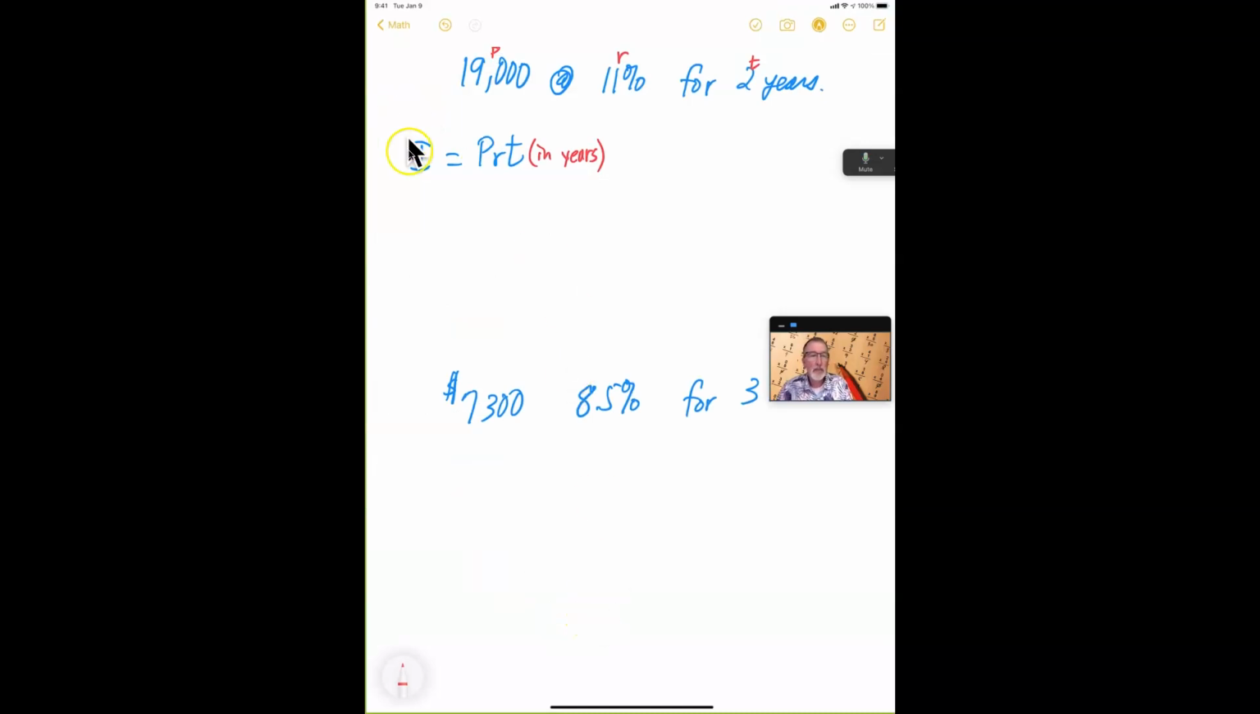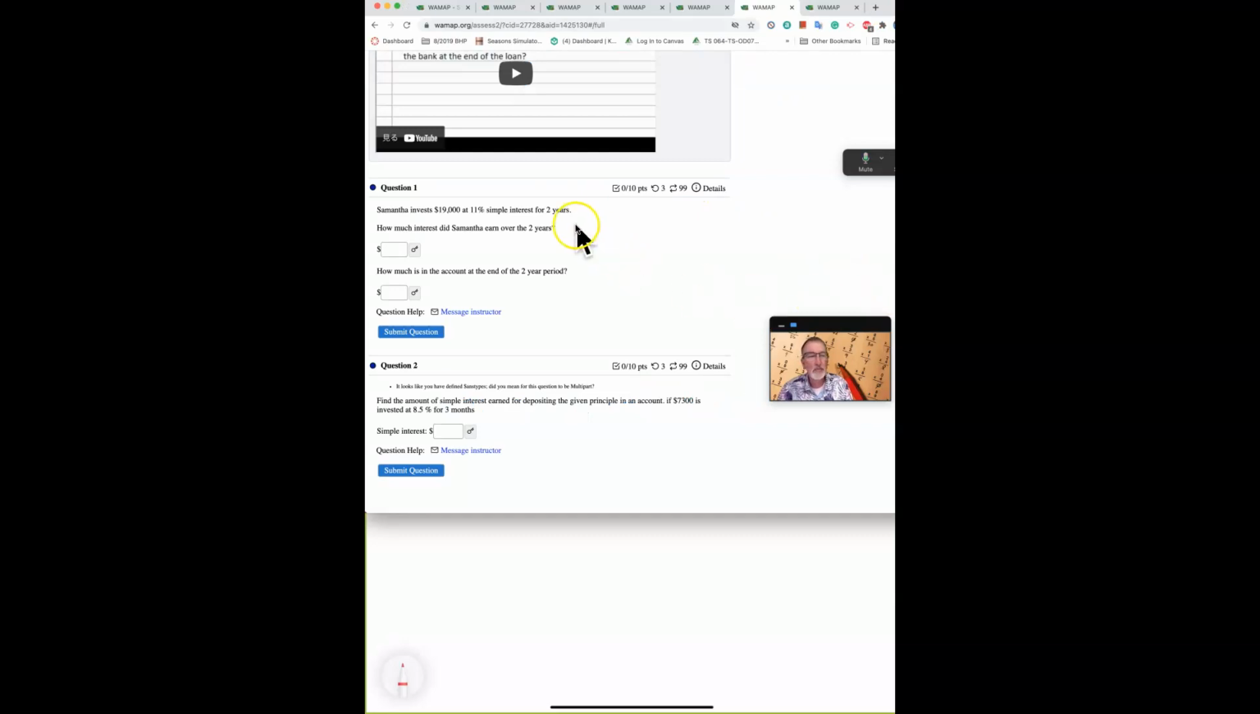All right, so interest paid is equal to principal times rate times time in years. So let's just fill in the blanks and see if we can find the interest. Let's see what they're asking first. How much interest did she earn? Okay, so this is interest on a bank account. You could have interest on a home loan. It's the same kind of thing, but usually with a home loan, the interest is compound. Simple interest is not used very much anymore. Compound interest compounds daily or weekly or quarterly or monthly. It's a little more complicated to calculate.